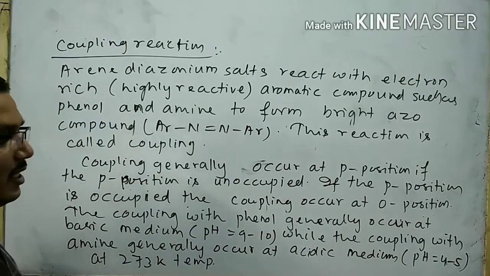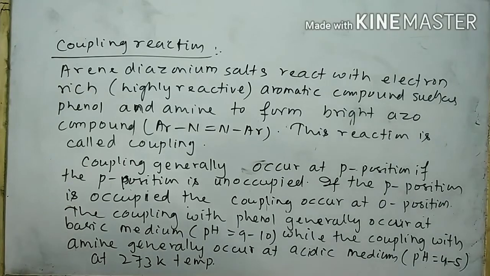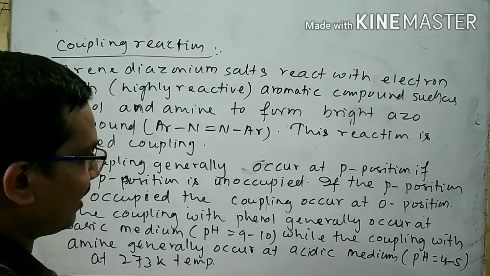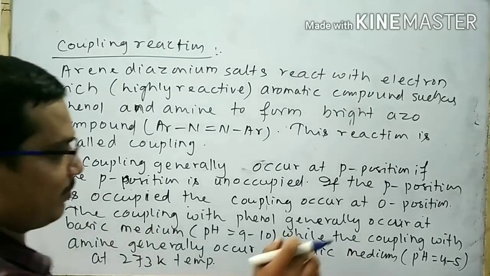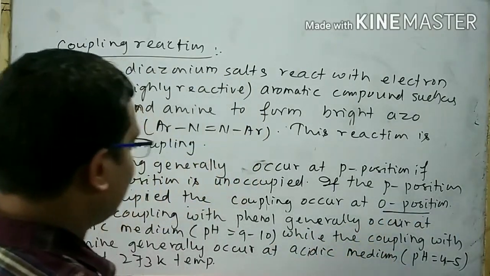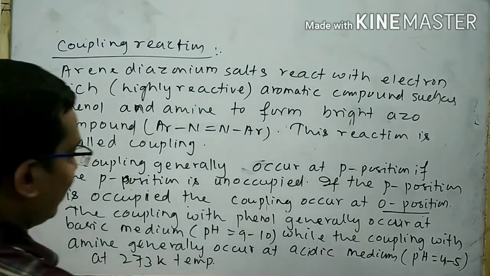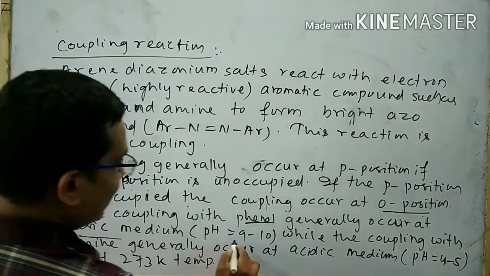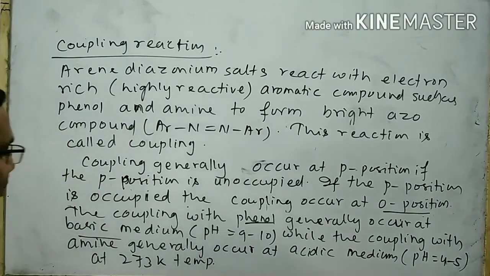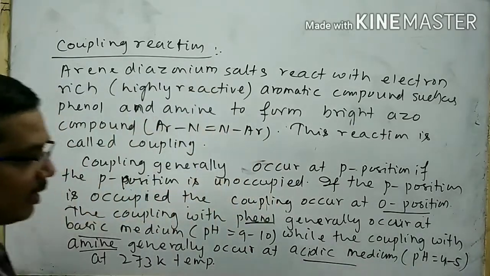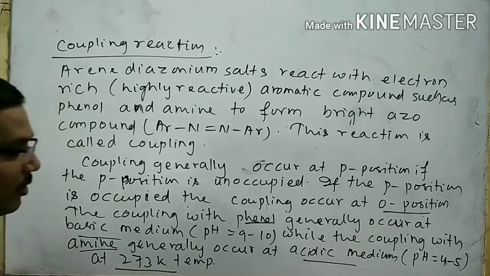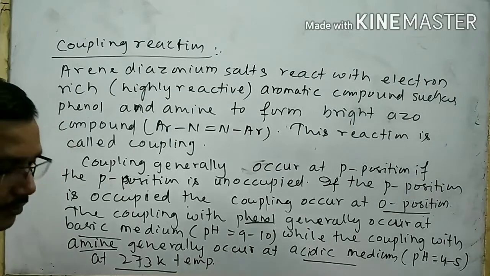Remember this point, this is a very important point. Generally coupling occurs at the para position. If the para position is occupied, then coupling takes place at the ortho position. If I want to take a coupling reaction with phenol, then we need basic medium, that is pH 9 to 10. Similarly, if I want to take a coupling with amine, then I need acidic medium and the pH is 4 to 5 and the temperature must be 273 Kelvin.